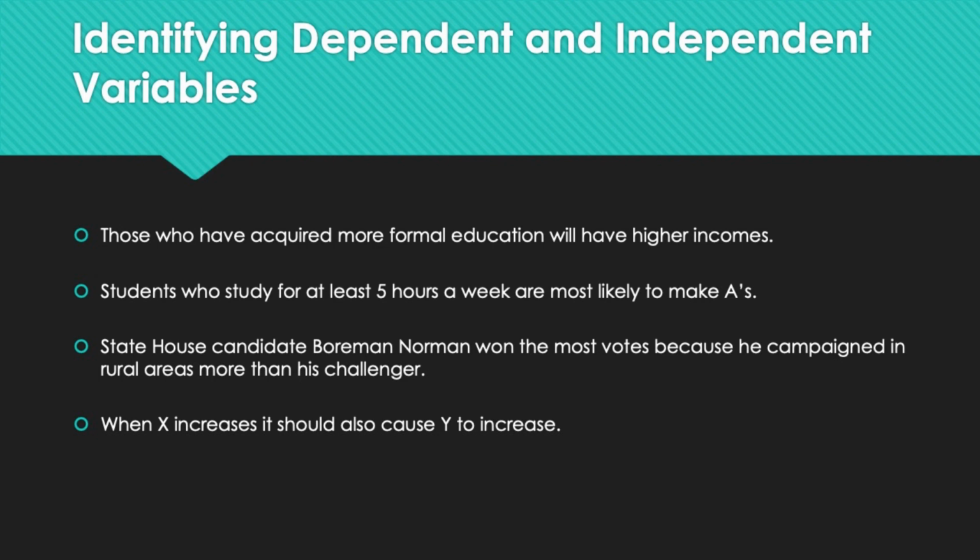So the final example states that when X increases, it will also cause Y to increase. And since we can tell that X is having the impact, causing an impact on Y, we know that without it even being anything of substance, X is the independent variable and Y is our dependent variable.